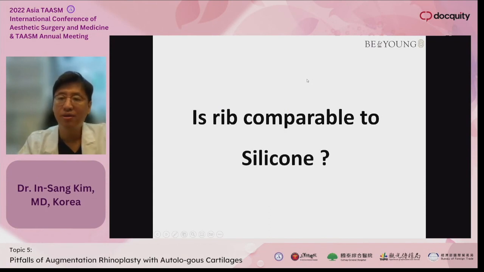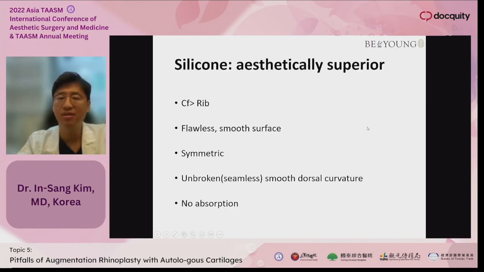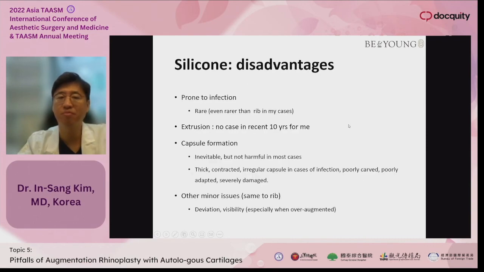So I want to ask a question. Is rib really comparable to silicone? I don't think so, actually. Silicone is aesthetically superior. It is a little bit prone to infection, but in my experience, it's very rare. Even in my cases, rib cartilage is more frequently infected. Extrusion, in recent 10 years, no case for me. Capsule formation, but it's not harmful in most cases. Other minor issues are seen with rib cartilages.